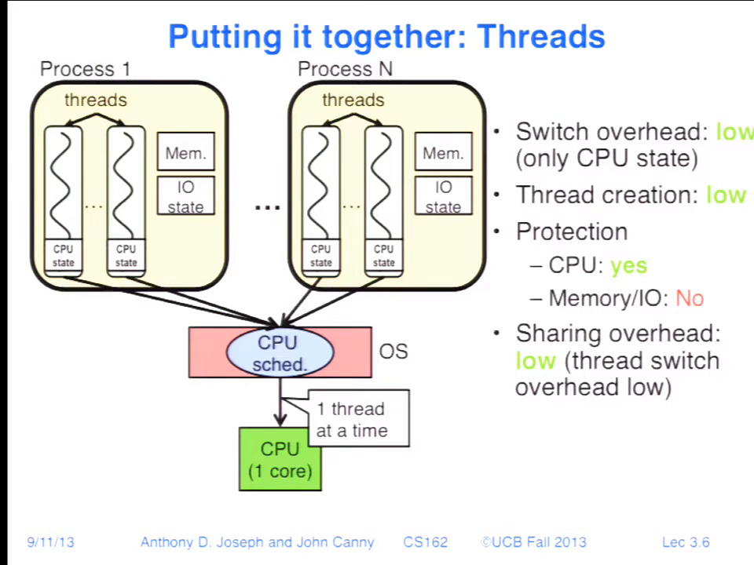The threads protect the CPU state. Whenever you do a context switch of a thread, the old state gets saved and some new state gets read into the CPU, but the memory management is entirely up to the programmer. All the threads will have access to the same memory. The cost of sharing is low, meaning you can easily share data quickly between the threads because the context switching is fast.